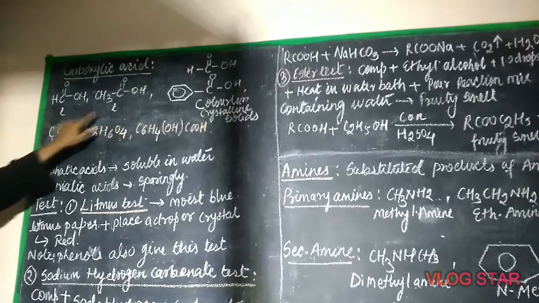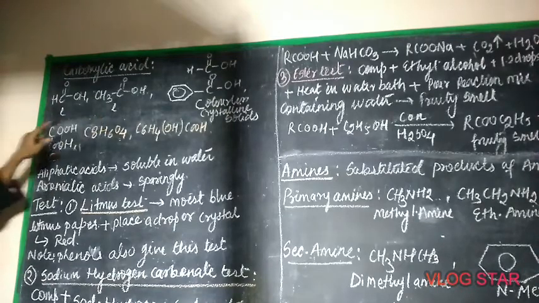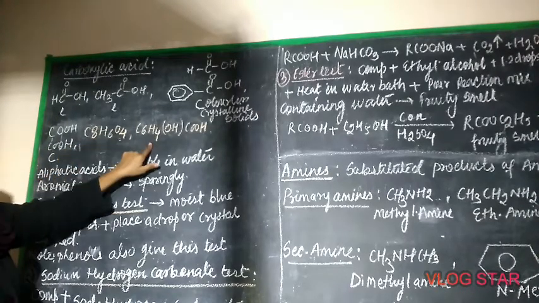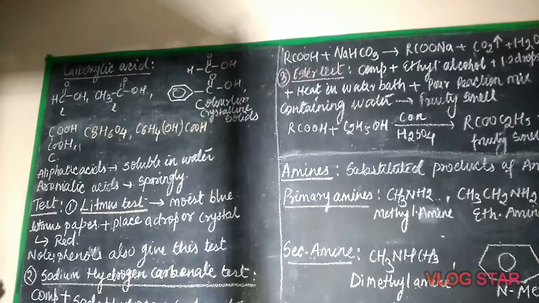The formic acid and acetic acids are liquid. Benzoic acid, oxalic acid, phthalic acid and salicylic acids are colorless crystalline solids. Now, the aliphatic acids are soluble in water, while aromatic acids are sparingly soluble in water. In order to test this functional group, we have three tests.